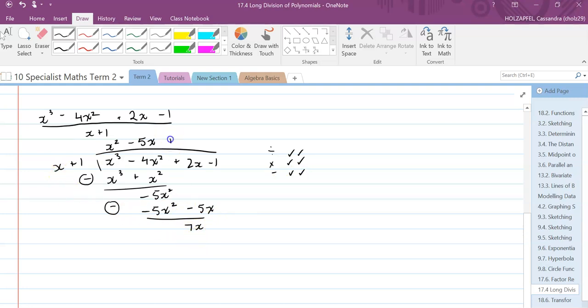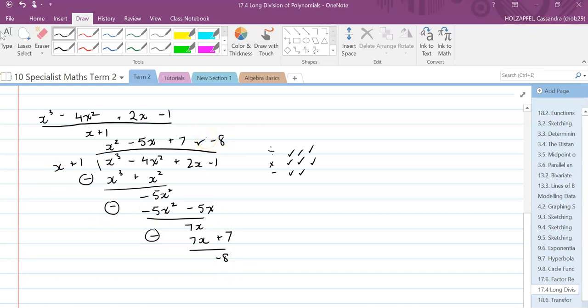x fits into 7x positive 7 times. 7 times x plus 1 makes 7x plus 7. And then to subtract, 7x take 7x is 0. Negative 1 take 7 is going to become negative 8. x doesn't fit into negative 8, so we're going to have a remainder of negative 8.